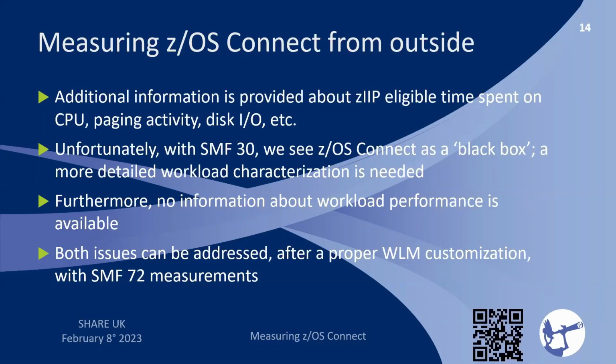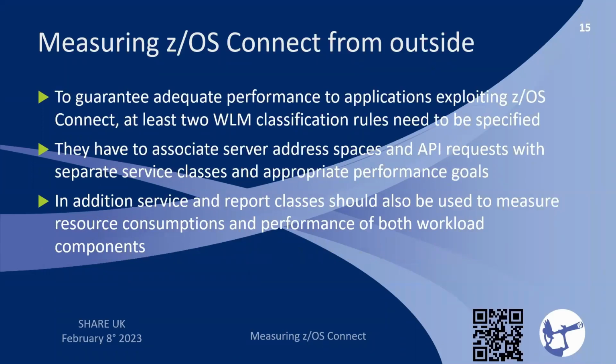These issues can be addressed, but you have to make some workload manager customization, and then you will collect the data through RMF and through workload manager in the record type 72 of SMF. To do that, you need to have at least 2 workload manager classification rules. And in the next few slides, we are going to cover what these classifications are. So they have to associate the server address space and API request with separate service classes and appropriate different performance goals. So one is for the server and the other one is for the API. In addition, if you want, you may add service and report class to measure resource consumption and performance of the 2 components.